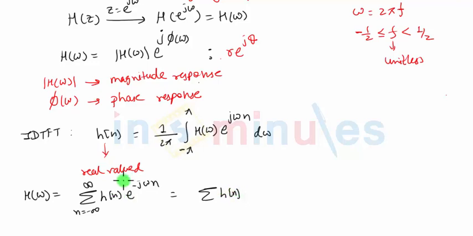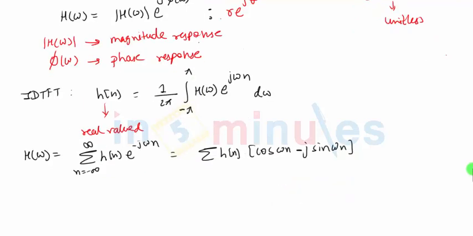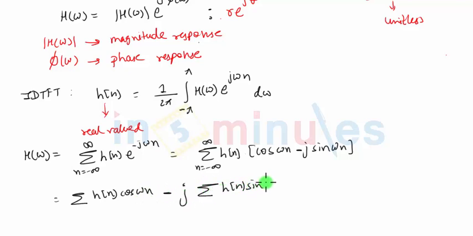This can further be written as e raised to minus j omega n can be expanded as cos omega n minus j sine omega n. This can further be written as summation h of n. I'm going to split this into cos part, minus j remains outside, and sine part. So this is what we get. N will vary from minus infinity to plus infinity.